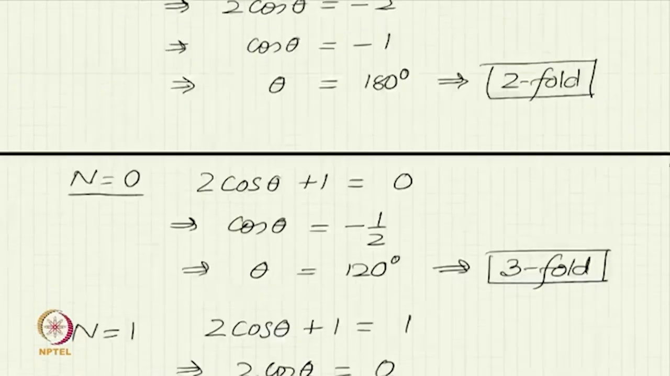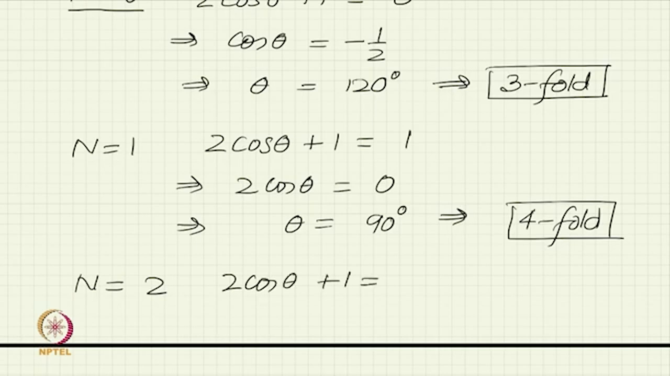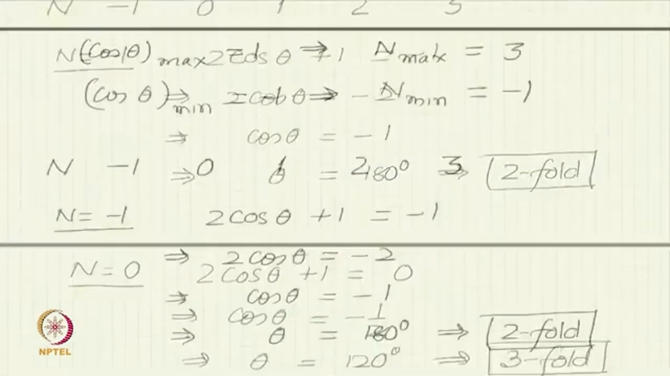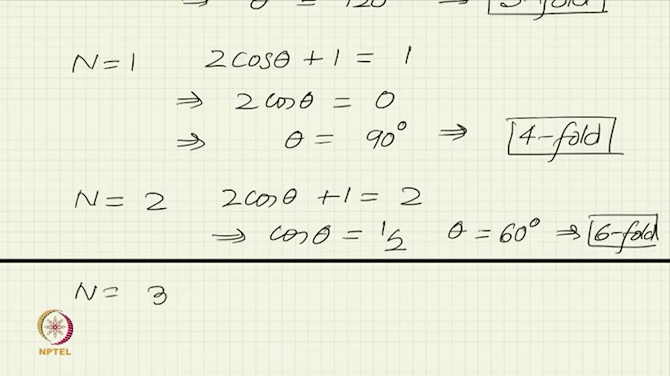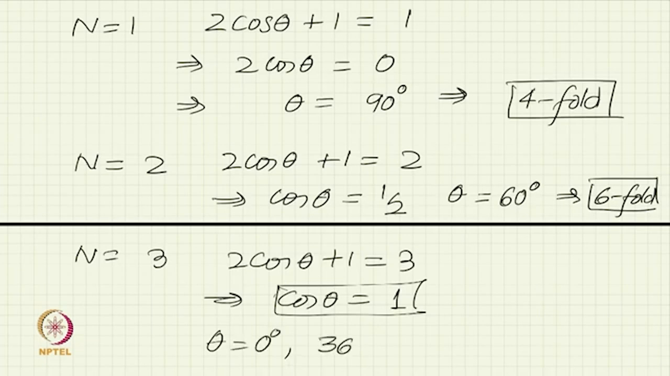And finally n is equal to 2, no, not finally, n is equal to 2 gives 2 cos theta plus 1 equal to 2. Cos theta is equal to half, theta is equal to 60 degree, sixfold. We have exhausted everything. What will 3 give? So, n is equal to 3, 2 cos theta plus 1 is equal to 3. Cos theta is equal to 1, theta is equal to 0 degree, which is same as 360 degree, which is no symmetry, but we don't like to be negative, so we say we have one fold symmetry.